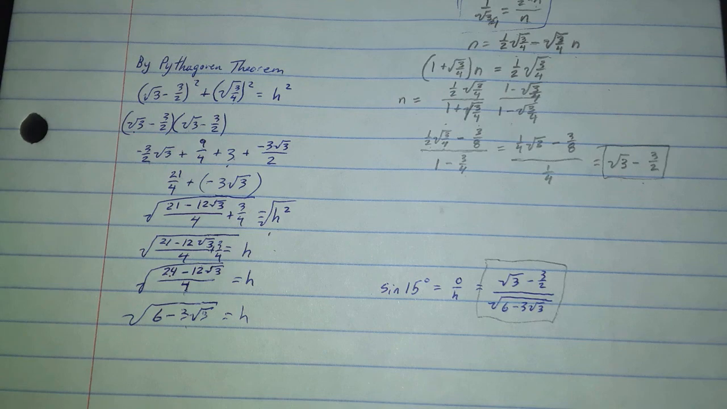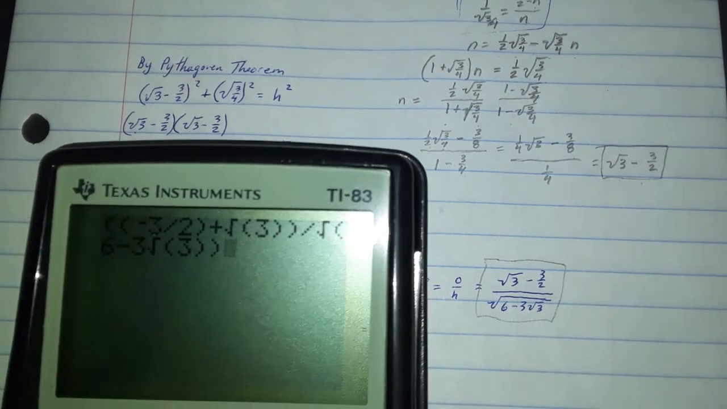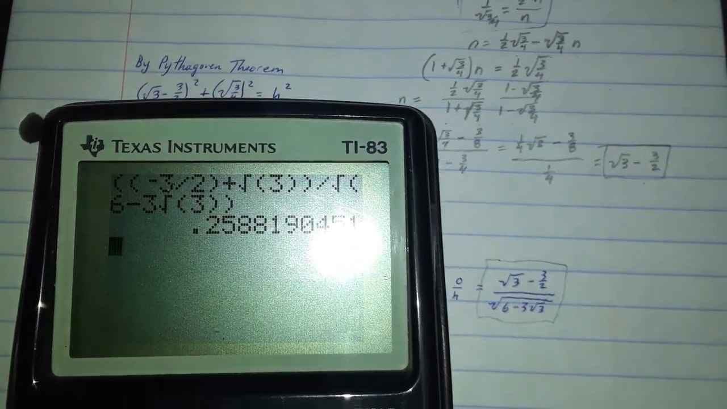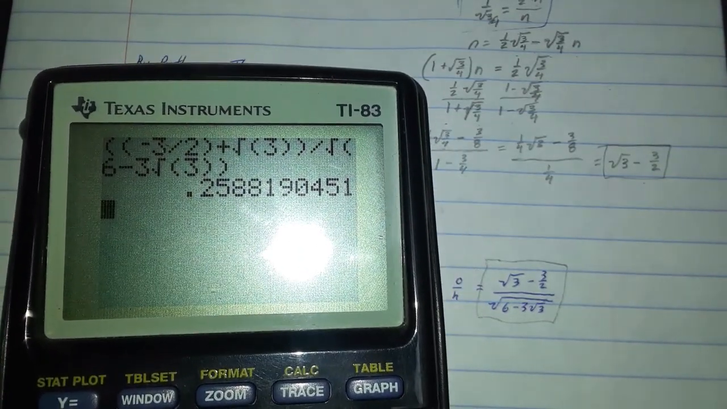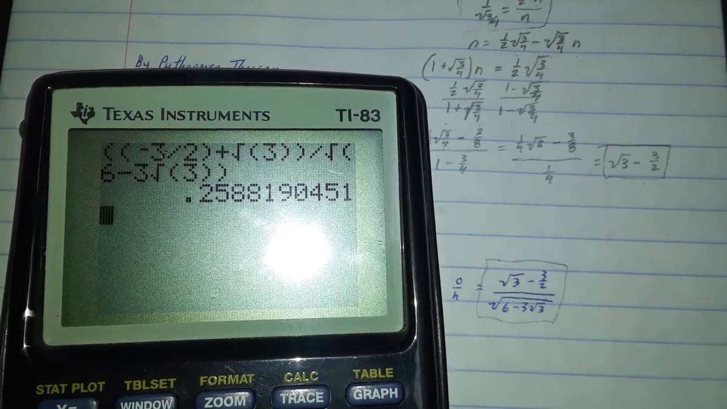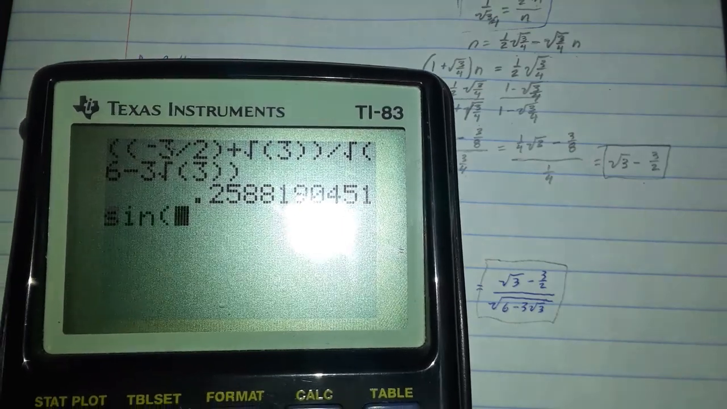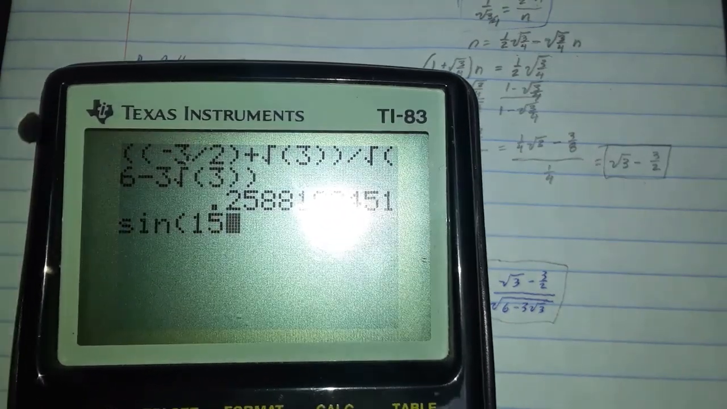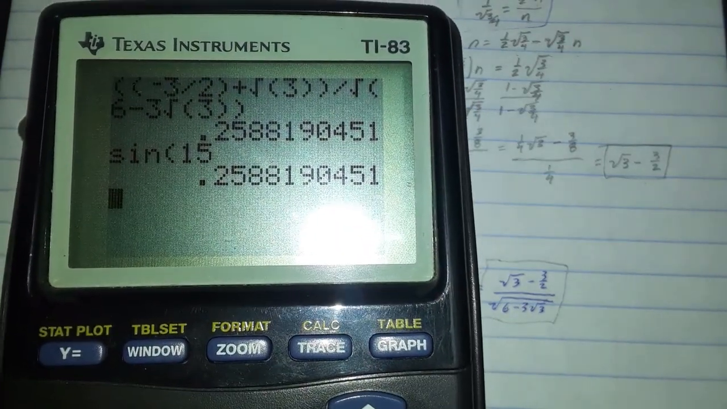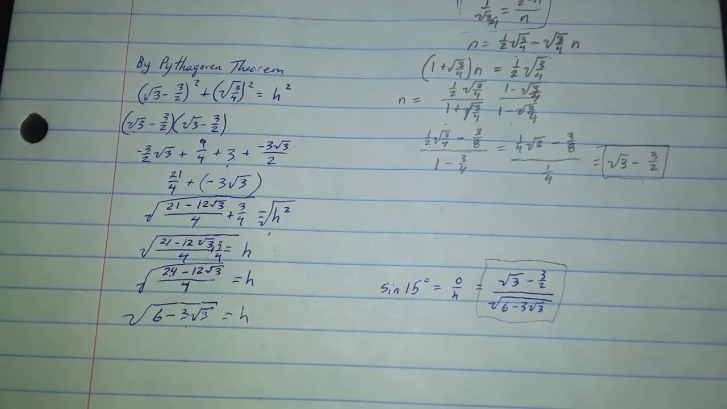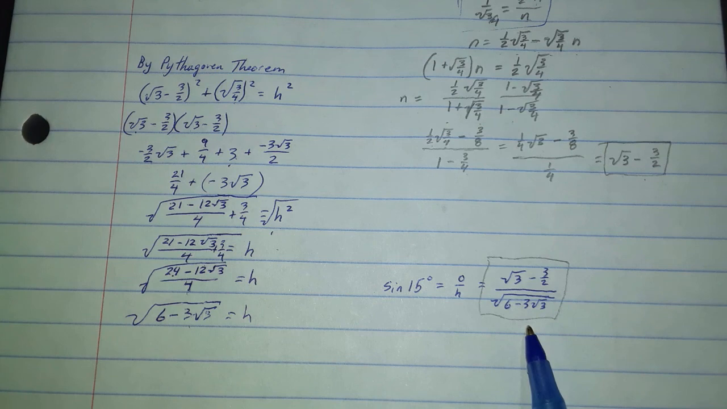I find that, if you can see this here, I type in that value and I get 0.258819045. That continues on, and it's irrational. If I now do the sine of 15 degrees, I get that same term. So I have shown with the calculator that the term that I've gotten is in fact the term that the calculator will agree with. It just doesn't look like a calculator answer.